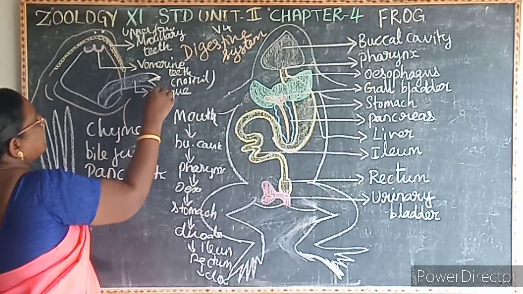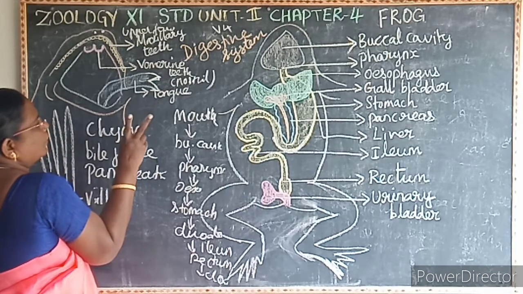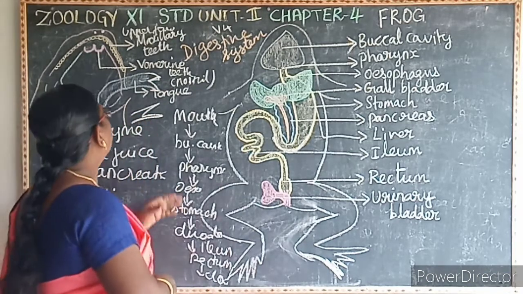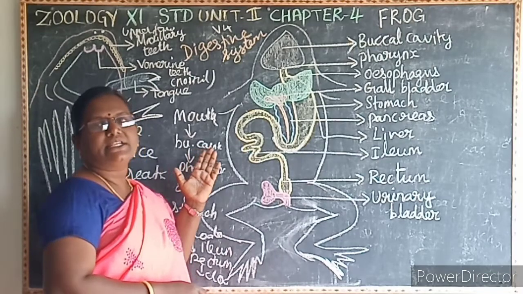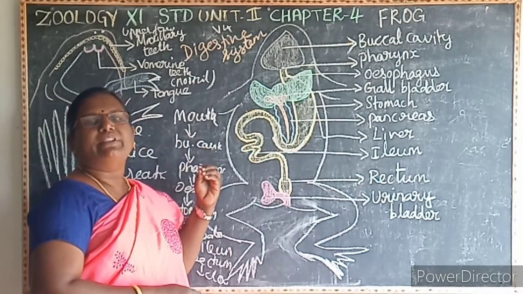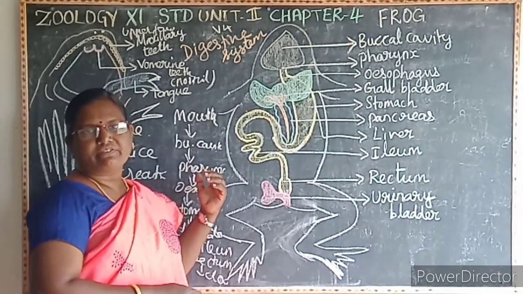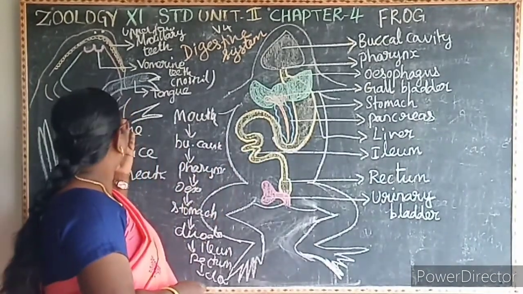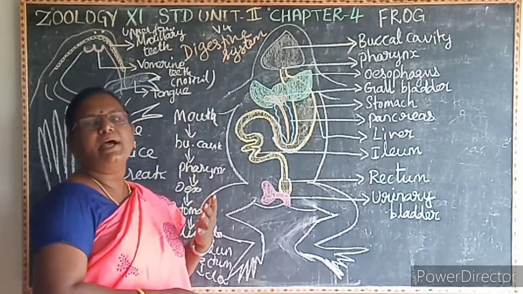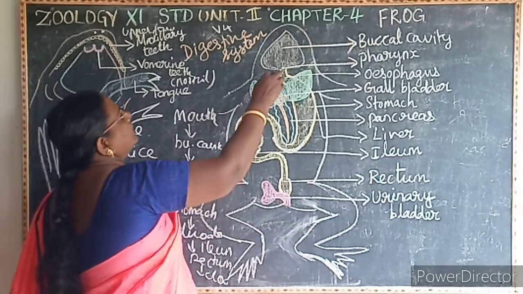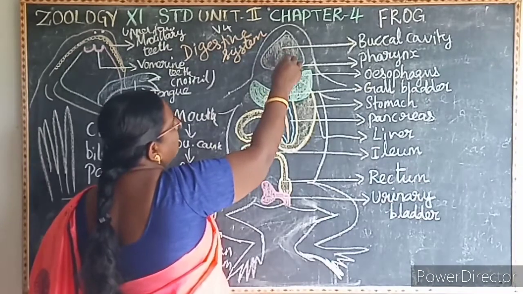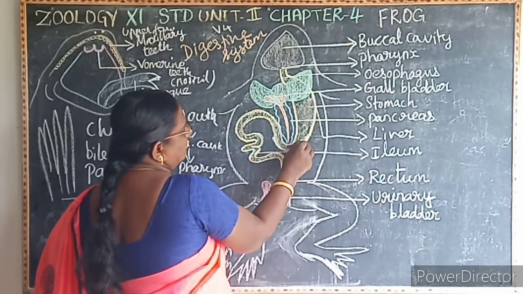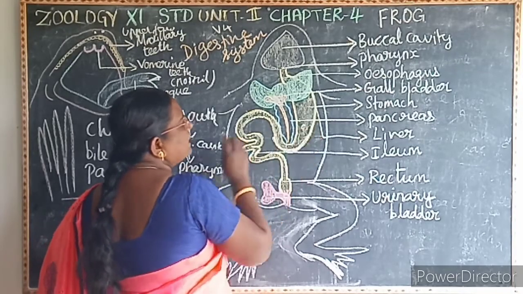So the free end is bifid, that is, it is divided into a fork. It is divided into a bifid or fork, and it is sticky in nature. The muscular tongue is sticky in nature. When the frog sights an insect, it flicks out its muscular tongue and the prey or the insect gets attached to the muscular tongue. So here the food is passed on to the mouth, buccal cavity, pharynx, esophagus and then into the stomach. Here the digestion takes place in the stomach.